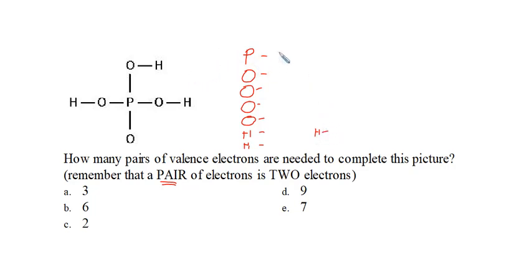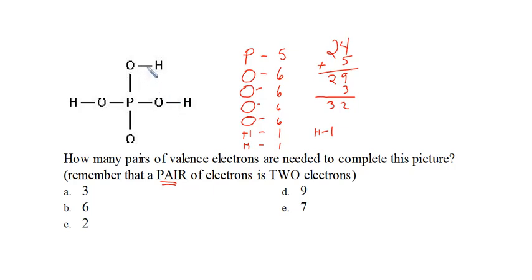Phosphorus has 5 valence electrons. Each oxygen has 6. And each hydrogen has 1. So let's see, that would be 6 times 4. This is 24 plus 5. So that's 29 plus 3 for the hydrogens is 32 total.